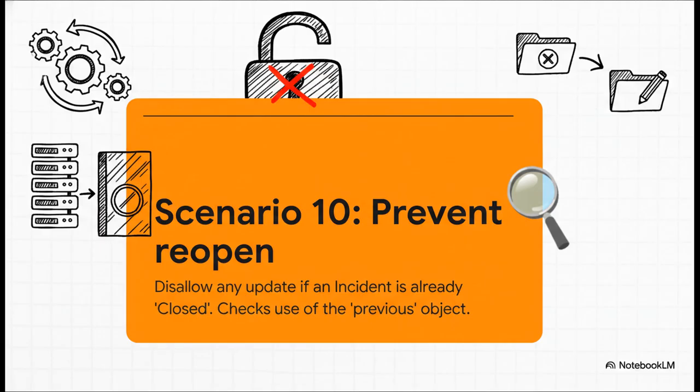Last one for this round, and it's a good one. How do you prevent a closed incident from ever being modified or reopened? This is about enforcing a really rigid workflow. To do this, you need to know what the state of the record was before this update even started, and that's exactly what the previous object is for. A before-update business rule can check if previous.state was closed, and if it was, boom, abort the action. This is just a brilliant example of how the server protects the integrity of a process.